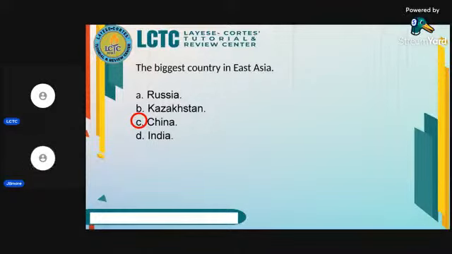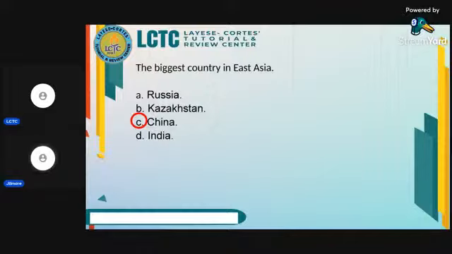Now, geography. The biggest country in Asia is China. Remember this mnemonic. Biggest country in Asia, China. East Asia, China. Russia, RNA: Russia, North Asia. China, CHEA: China, East Asia.